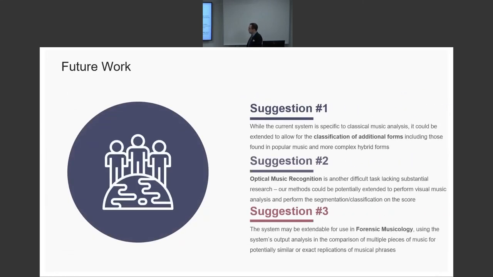So there were a few additional suggestions that I had with this research, and I'm hoping that this is continued later on with the contribution guidelines that I've provided, whether it be myself or additional crowdsourced researchers. First of all, while the current system is specific to classical music analysis, it could easily be extended to allow for the classification of additional forms, including those found in popular music, things like jazz or first chorus form, or more complex hybrid forms such as sonata rondo or the capo aria, things like that.